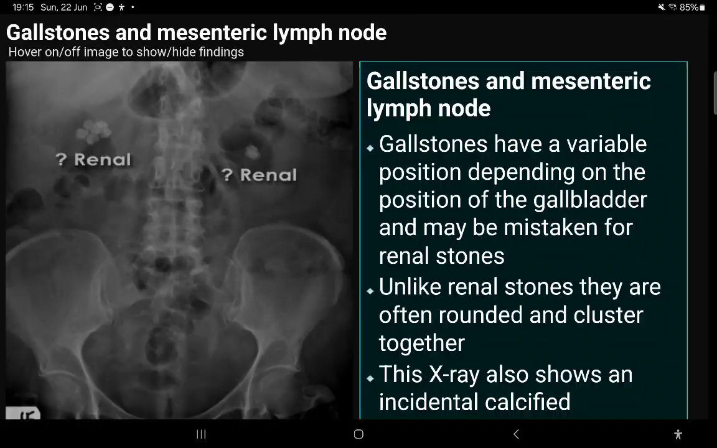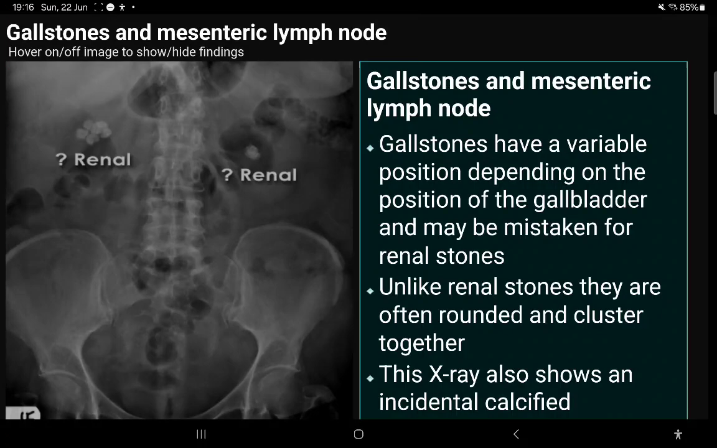Gallstones and mesenteric lymph nodes in this image. Gallstones have a variable position depending on the position of the gallbladder and may be mistaken for renal stones because they are right and below the liver, adjacent to the renal place. Unlike renal stones, they are often rounded and clustered together.